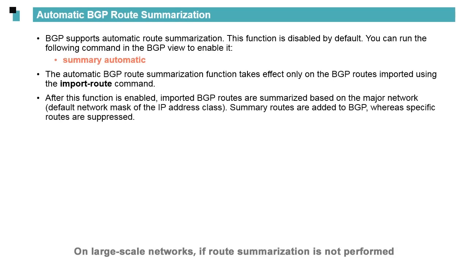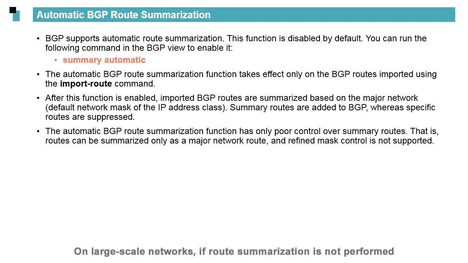On large-scale networks, if route summarization is not performed, a large number of routes need to be stored, which adversely affects link performance. Currently, all dynamic routing protocols support route summarization. BGP supports both manual and automatic route summarization. The following points regarding BGP route summarization should be noted.